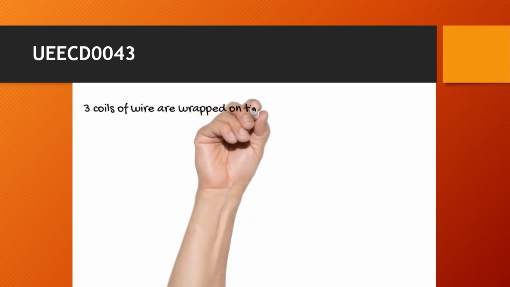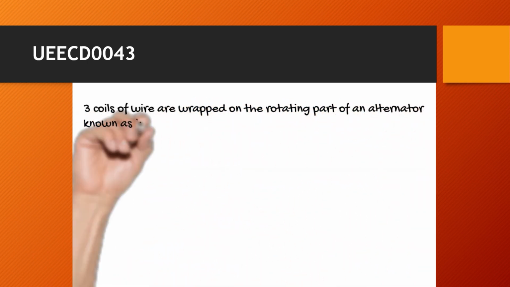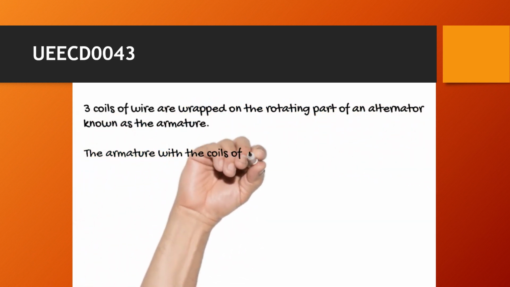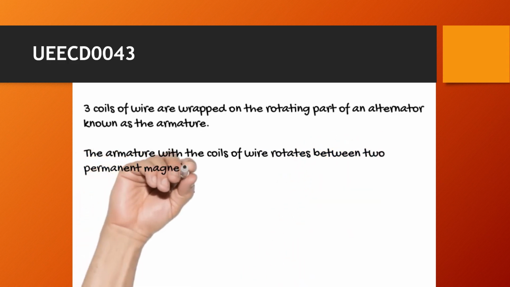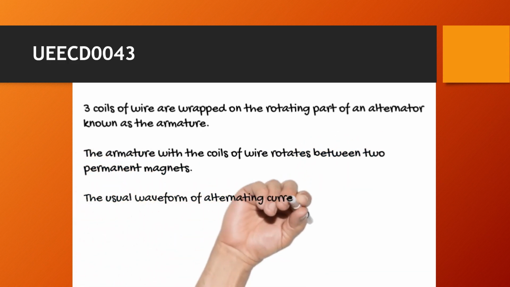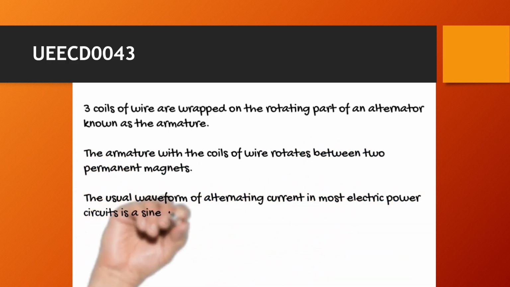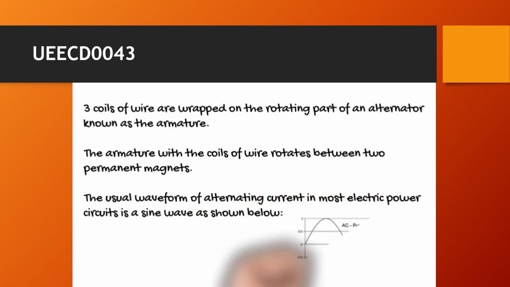Three coils of wire are wrapped on the rotating part of an alternator known as the armature. The armature with the coils of wire rotates between two permanent magnets. The usual waveform of alternating current in most electric power circuits is a sine wave, as shown below.